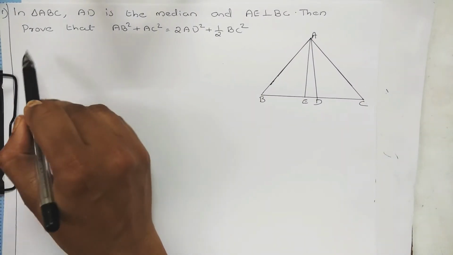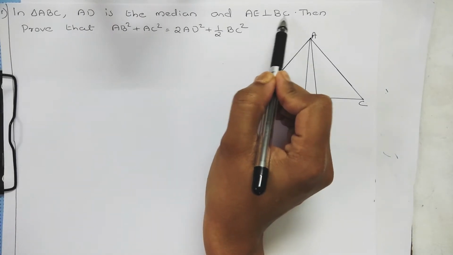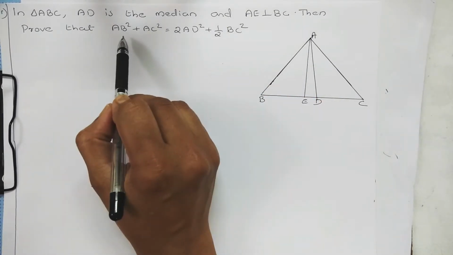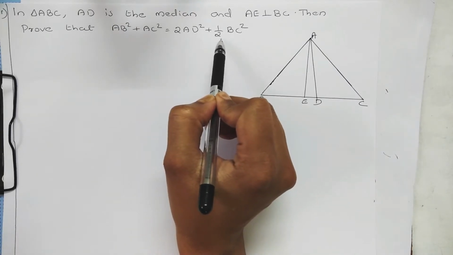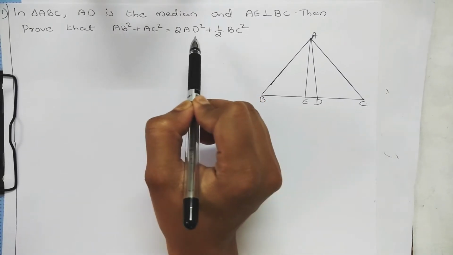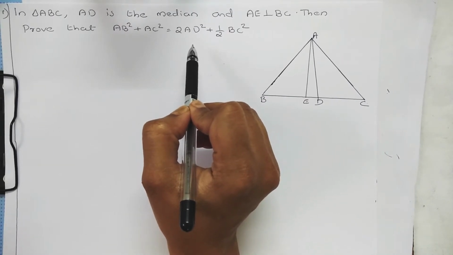To solve this problem: In triangle ABC, AD is the median and AE is perpendicular to BC. Then prove that AB square plus AC square is equal to 2AD square plus 1 by 2 BC square. This is one of the questions we got from a previous year question paper. This question I got as a request.